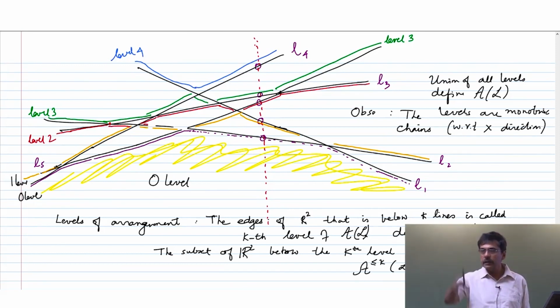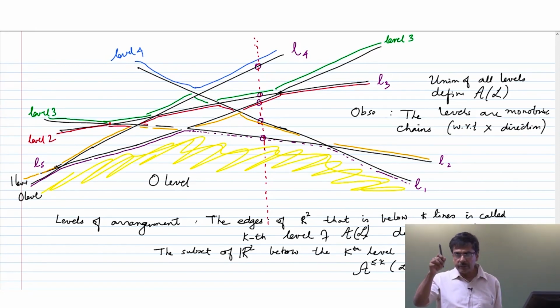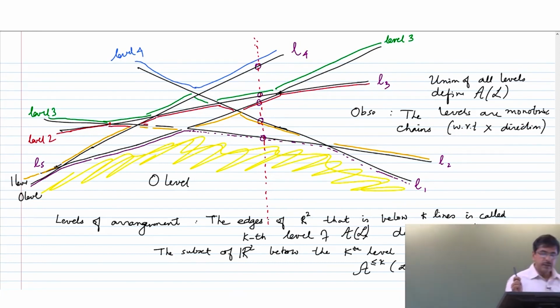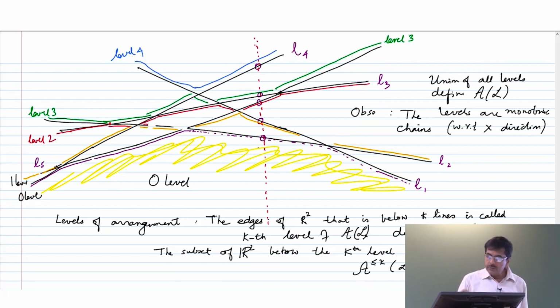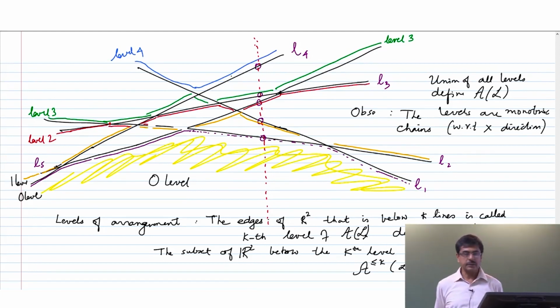So, if you draw a vertical line through any of the levels, it will intersect exactly at one point. You take any level and draw a vertical line, it will intersect exactly at one point. However, you can see that level 0 and level 4 have a special structure. Can you tell me what? Level 0, the bottommost level, and the topmost level, they have a special structure. What is the structure?